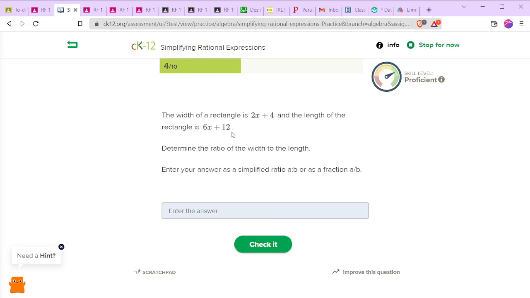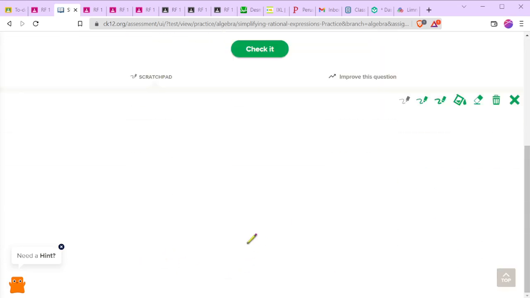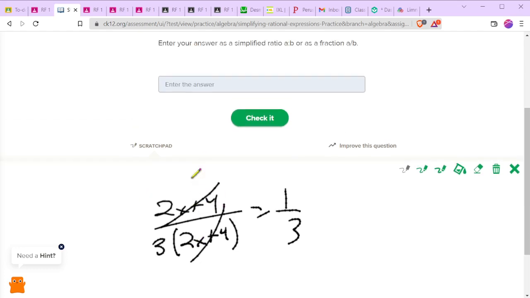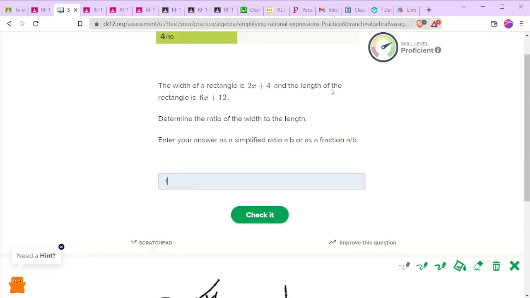Here's our width and our length. And we want this again as a simplified ratio. And our denominator, everything is a multiple of 6. Our numerator, everything is a multiple of 2. In our denominator, if we just pull out a factor of 3, instead of pulling out the full 6, we'd have 2x plus 4 over 3, then what's left is a 2x plus 4. It cancels in one step, instead of in 2, having the 2 over 6 and x plus 2. So we have a ratio of 1 over 3.